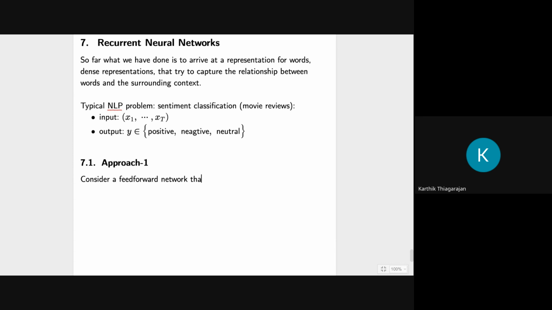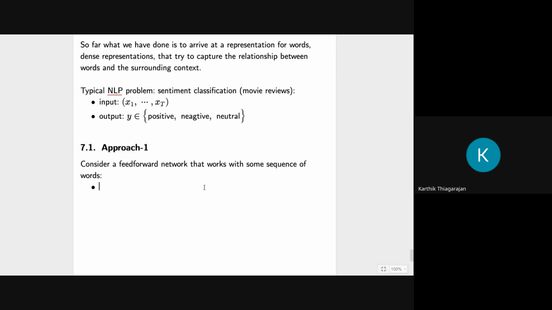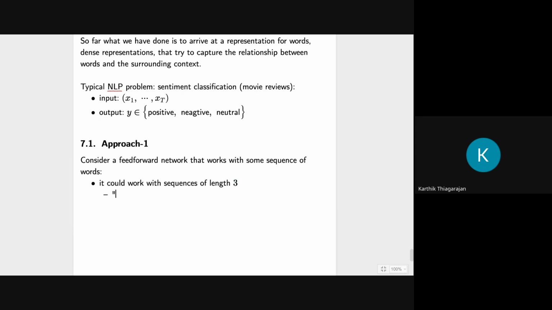So you can consider a feed forward network that works with some sequence of words. For instance, it could work with sequences of length 3. What do I mean by that? Say your paragraph is summarizing a movie: the movie lead actor had done a terrible job. The movie is not worth a watch. What do I mean by sequence length of 3? You pass 3 words at a time to your network. So, the lead actor, and then you pass had done a terrible job. Things like this.